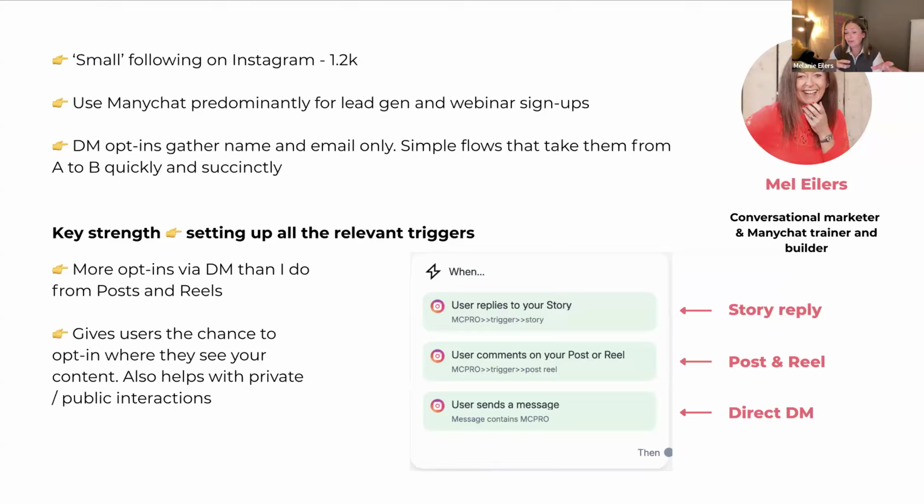Having said that, even on my own content, and I talk about Manychat marketing a lot, to me, it's not sensitive content at all. Most of my opt-ins come via DM. And I think that people are just seeking more of a private interaction with brands. So do look at how you can set up more than one trigger for your automations, because then you really are giving your audience much more of a chance to interact where they see your content, which means you are going to get a higher conversion rate and more people opting in.